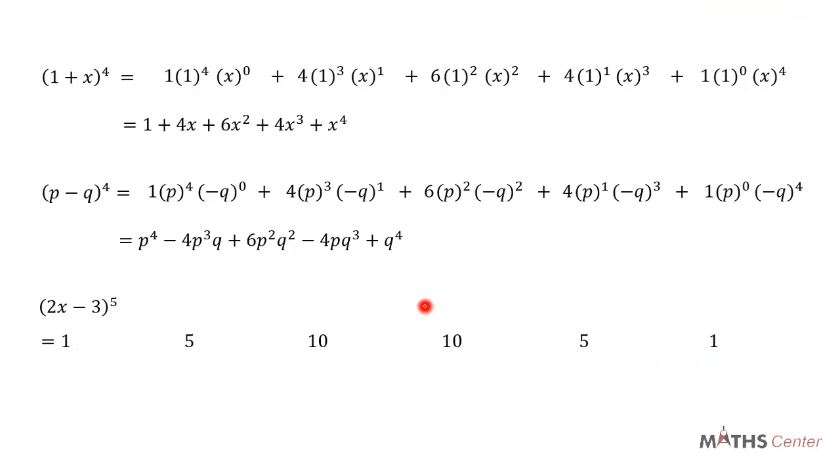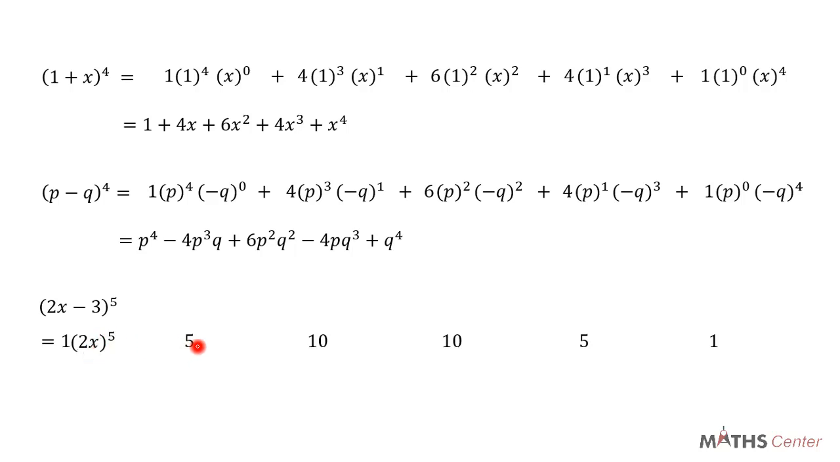Okay. So from the Pascal's triangle, we know that when the exponent on the expression is 5, the coefficients will be 1, 5, 10, 10, 5, 1. Okay. Now, we will take the first term. Here, the first term in the expression is 2x. Then we will give the exponent to it. So we have 2x exponent 5.